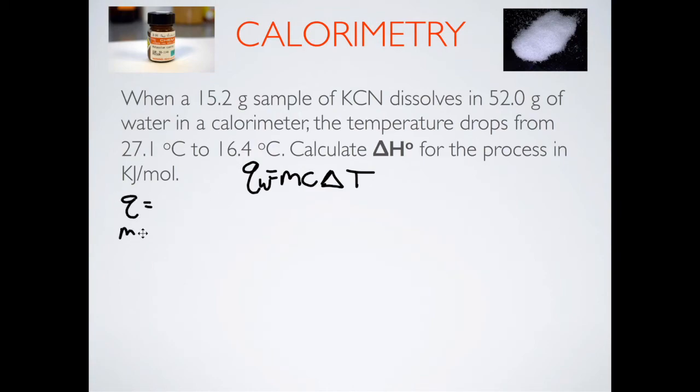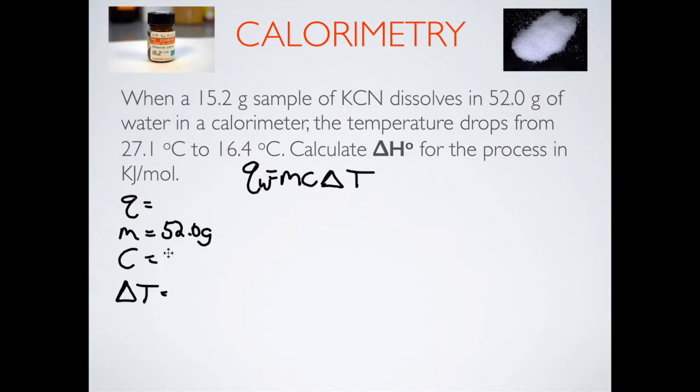So I'm going to pull out my variables from the word equation. And here it says that my mass is 52.0 grams. So this is one of the bigger mistakes that I tend to see students make: plugging in the 15.2 grams instead. This is the mass of potassium cyanide. We're going to save that for the end, so we don't need that yet. So we have the mass of the water.